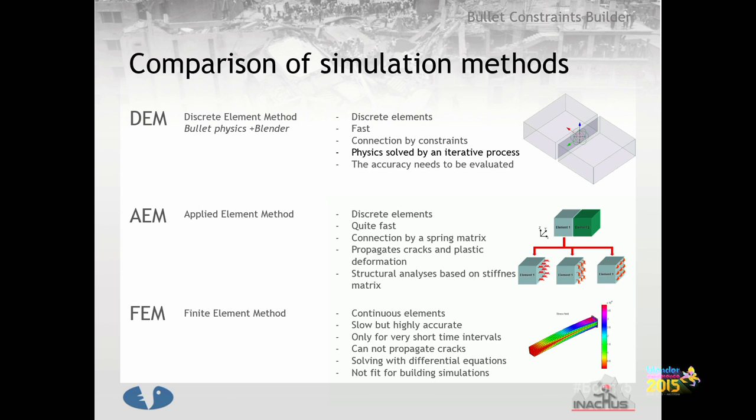And the underlying physics is then solved with a stiffness matrix based on differential equations. The discrete element method, which is now covered with Blender and Bullet, or actually Bullet physics, is a method which also handles rigid bodies, but in this case, these rigid bodies are connected with single constraints, and the underlying physics is solved with iterative equations, or an iterative process.